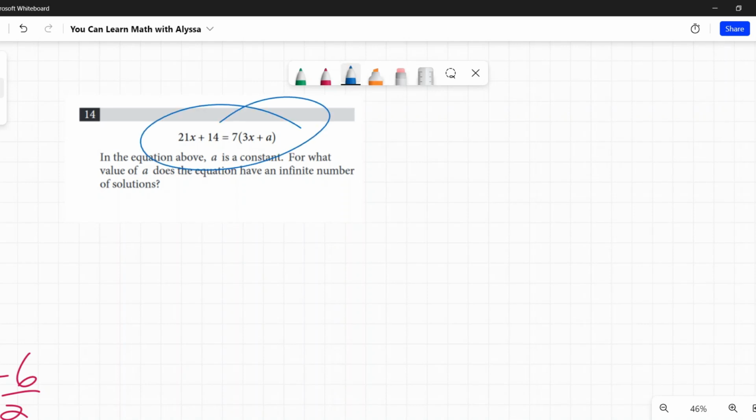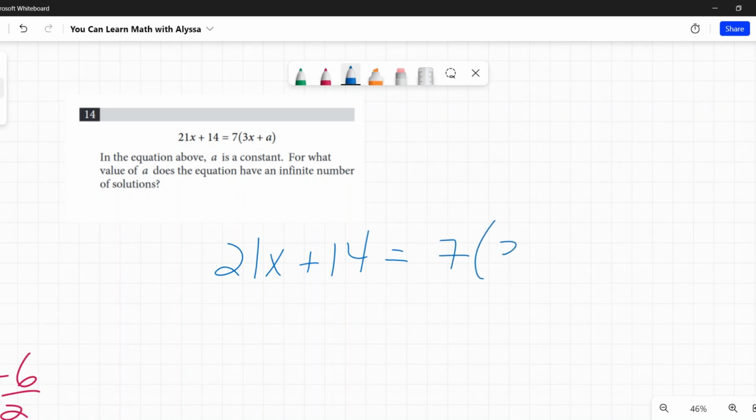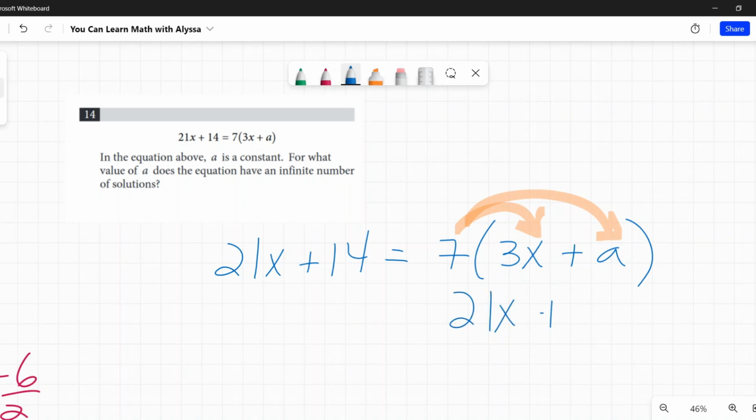So let's see if we can find a way to make this the same on both sides. On the left, I have 21x plus 14. On the right, I have 7 times 3x plus a. Well, I want to get rid of these parentheses, so I am going to distribute. First I have 7 times 3x is 21x, and then 7 times a is 7a. So I still have the 21x plus 14 on the left, and I have 21x plus 7a on the right.